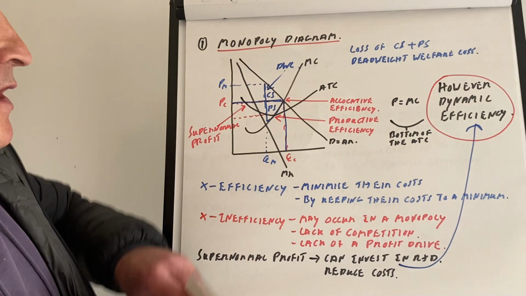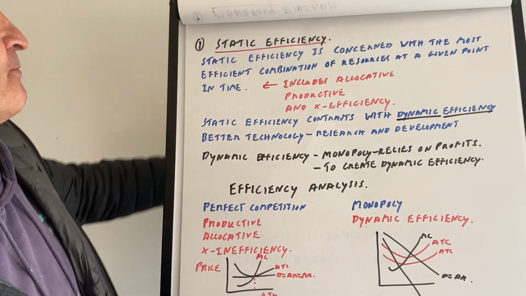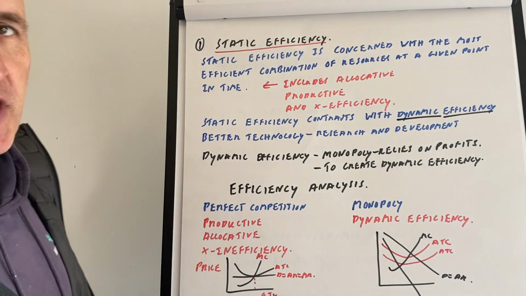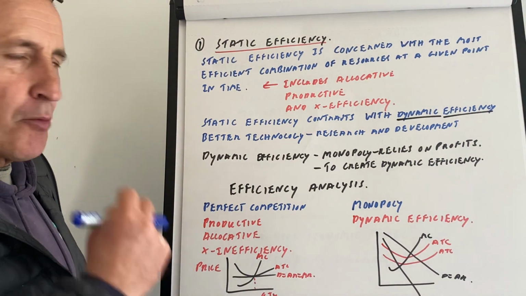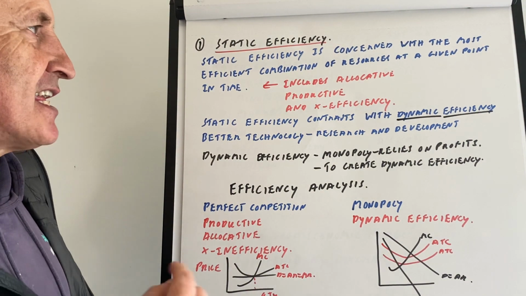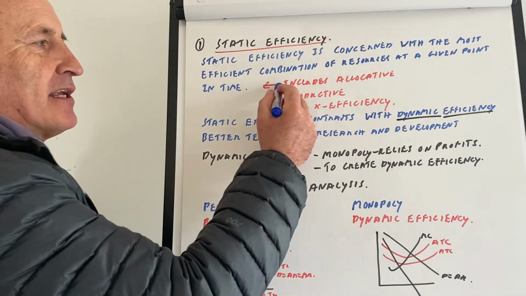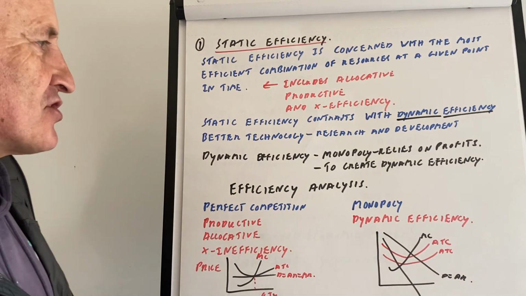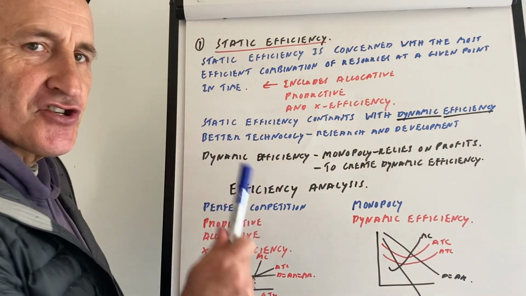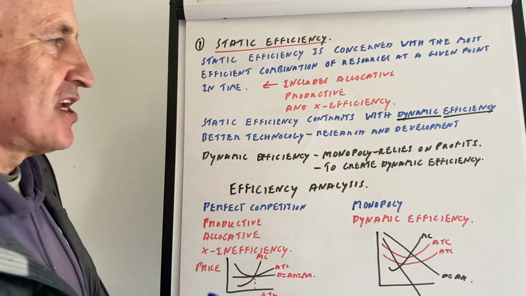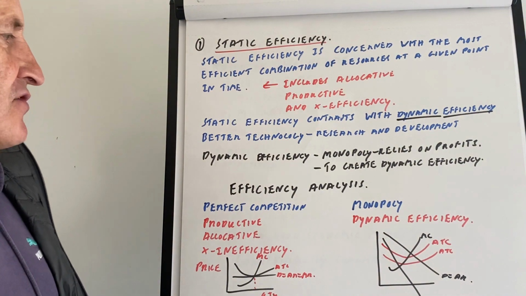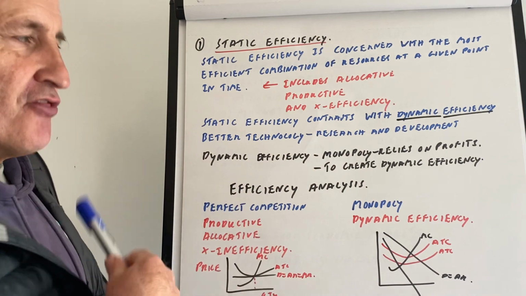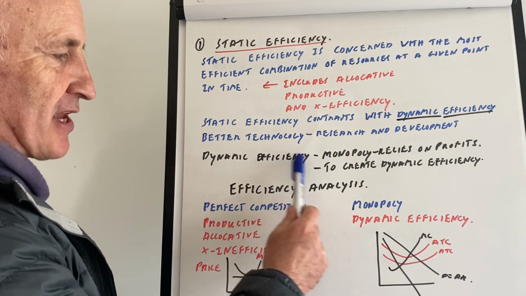Okay, pretty straightforward diagram. So if we go back to the point again, static efficiency is concerned with the most efficient combination of resources at a given point in time. And that will include allocative efficiency and productive efficiency and also X efficiency. Static efficiency contrasts with dynamic efficiency, which is over a given period of time. With better technology in research and development, therefore, we may get a point of dynamic efficiency.